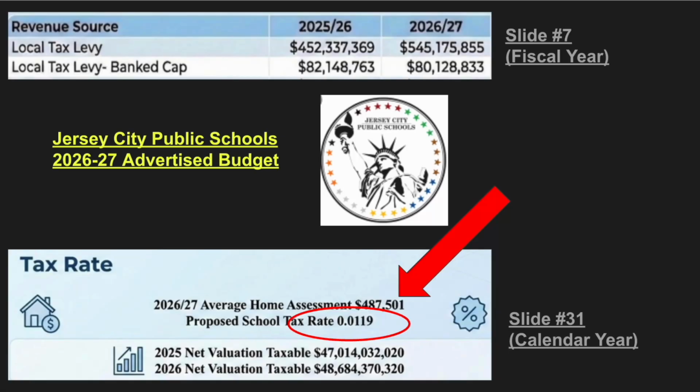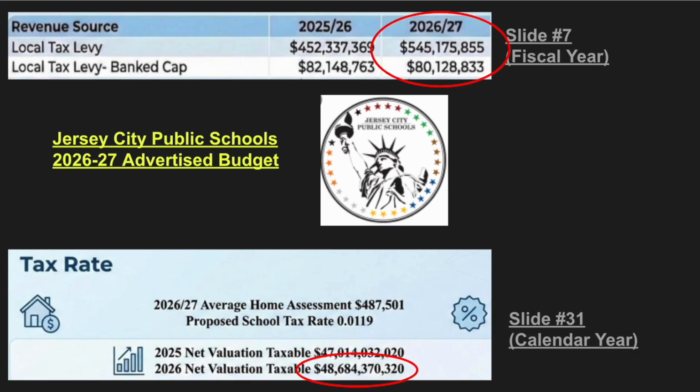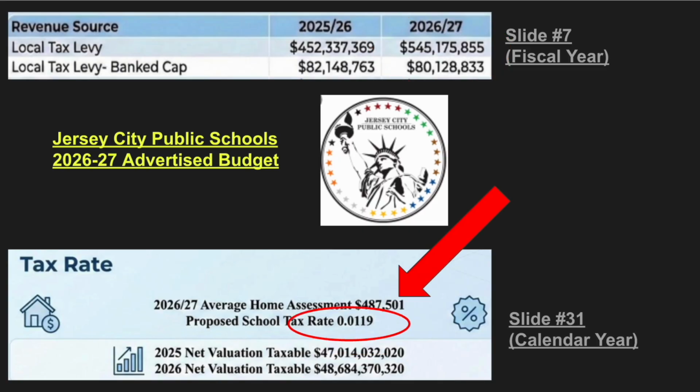I was recently asked about Jersey City's school tax rate as published in their advertised budget for the fiscal 27 school year. The rate they published was 0.119, shown in the middle of the screen here. And the question was, how do they get to that rate when the levies as published on the top and the tax base as published on the bottom of the screen? When you take the levies and divide it by the base, you don't get to this 0.0119 rate.